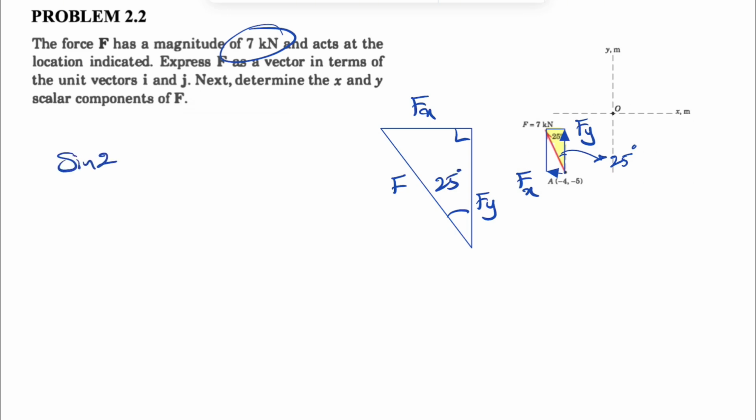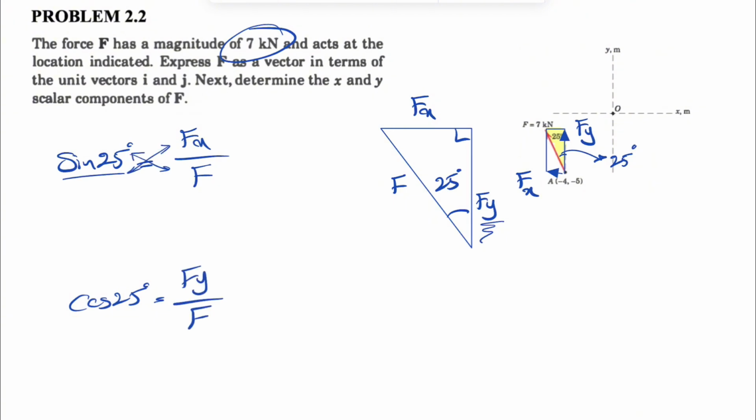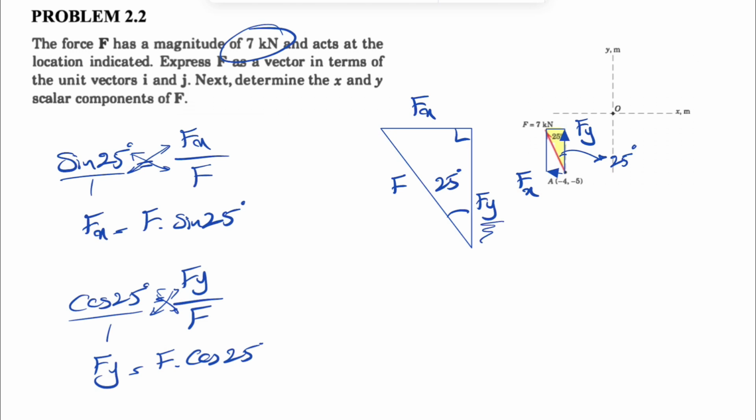So if we want to find sine of 25 degrees, we basically have the opposite, or Fx, over the F, which is our hypotenuse, and cosine of 25 degrees would be this time the adjacent of the 25 degrees, which is Fy over F. And if we just cross multiply these in here, we can find our Fx is equal to F times sine of 25 degrees, and here our Fy would be F cosine of 25 degrees. So that's how we find Fx and Fy.